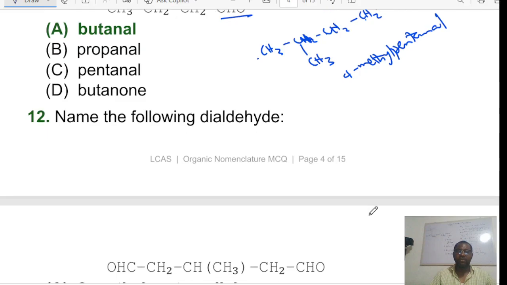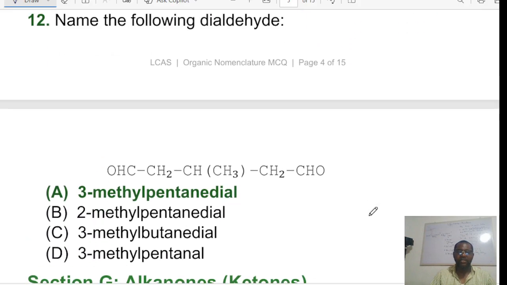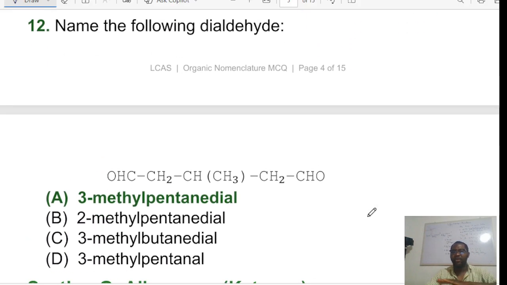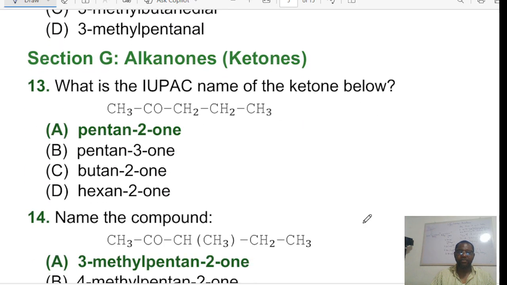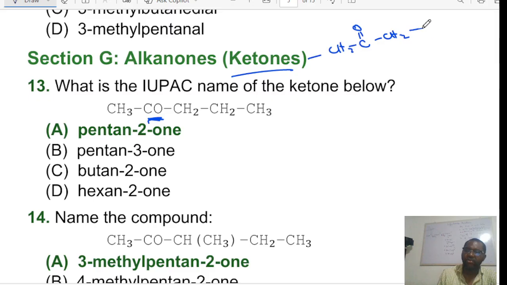Now the next one, number 12, is dialdehyde, but I'm not going to bother you with this. It's not necessary for you. Now for alkanones, how do you know an alkanone, that is a ketone? It is CO. That's how you know a ketone. You either just see a CO like this, or you see C double bond O this way. Then here you have an alkyl group, and here you also have an alkyl group going this way.